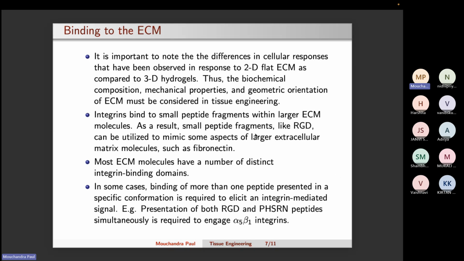And in some cases, binding of more than one peptide presented in a specific conformation is required to elicit an integrin mediated signal. For example, presentation of both RGD peptide and PHSRN peptide. These two peptides have to be presented simultaneously in order to engage the alpha 5 beta 1 integrin, and only then the integrin mediated signaling inside the cell will get switched on. Okay, and the cell will show some appropriate response.